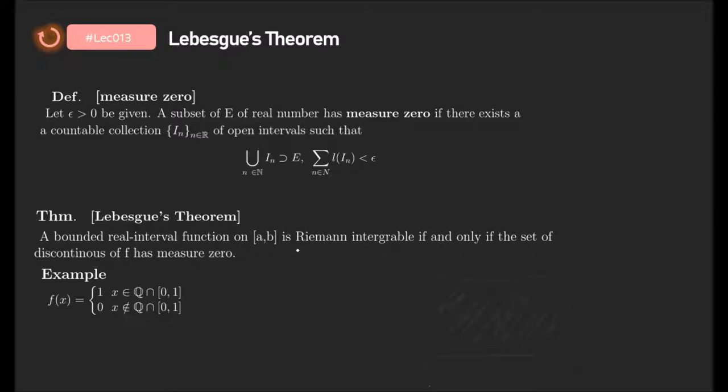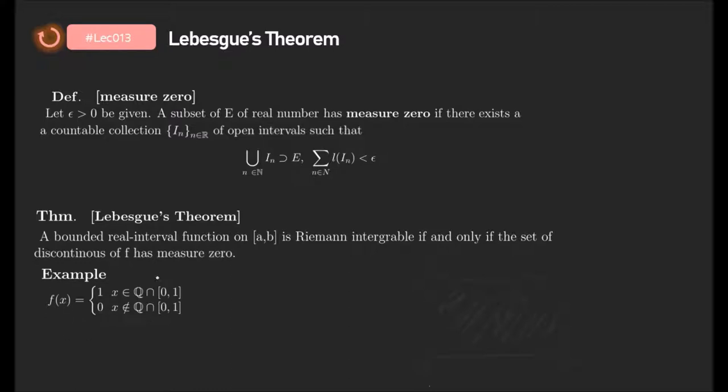So even though, in a given interval, the discontinuous points are countable, it is still Riemann integrable. This is against our intuitive belief that it looks non-integrable. No, this is integrable. The condition is that the set of discontinuous points is measure zero, and this is an if and only if condition.